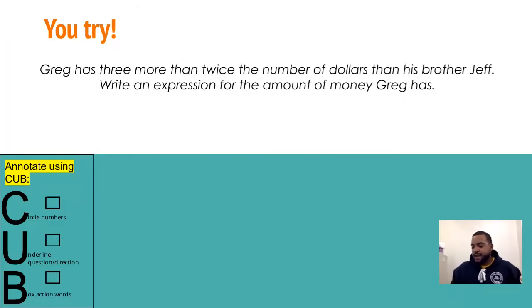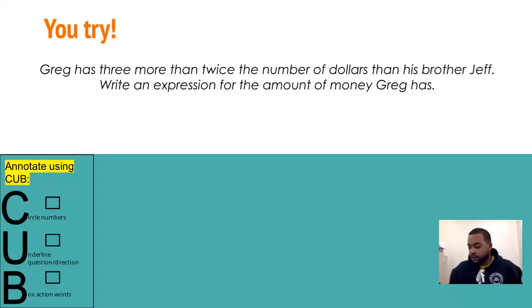Here's another one. It says Greg has 3 more than twice the number of dollars than his brother Jeff. Write an expression for the amount of money Greg has. So once again, I read it for the first time. I'm going to go ahead and do my annotations. I want to circle any numbers that I see. I want to underline the question. I want to box any action words.